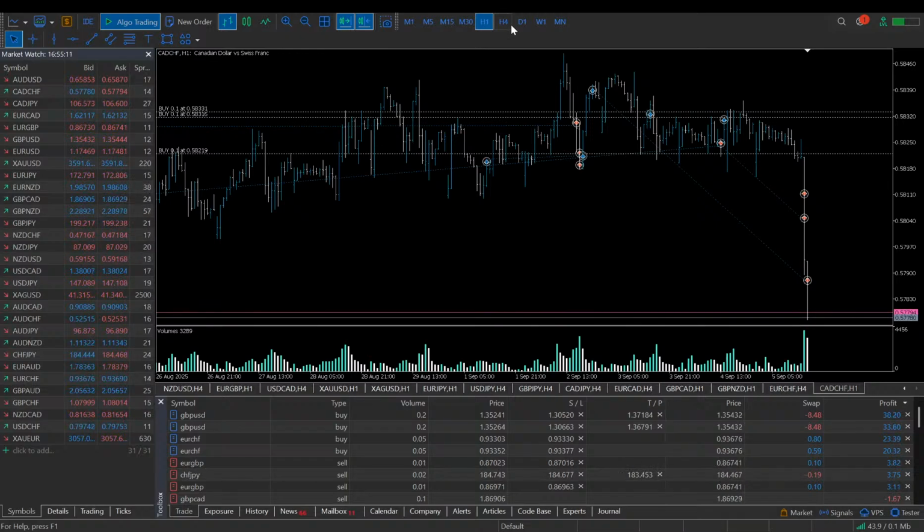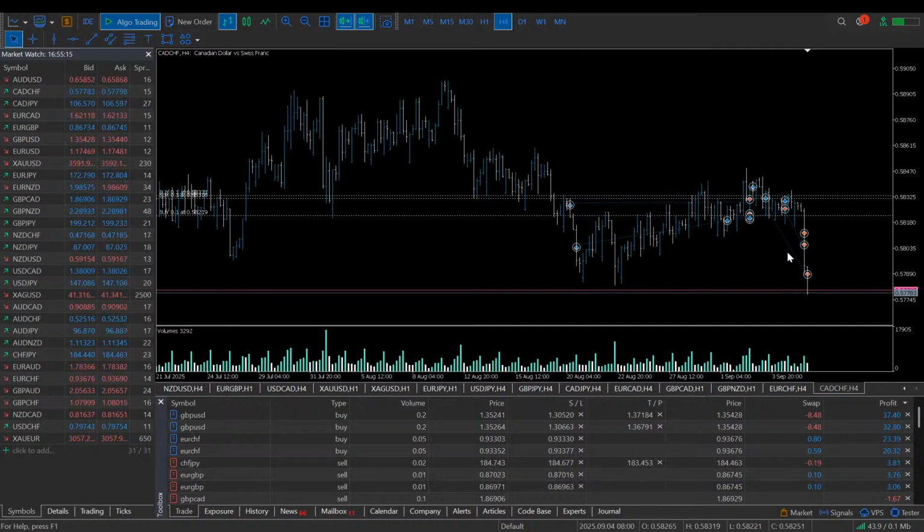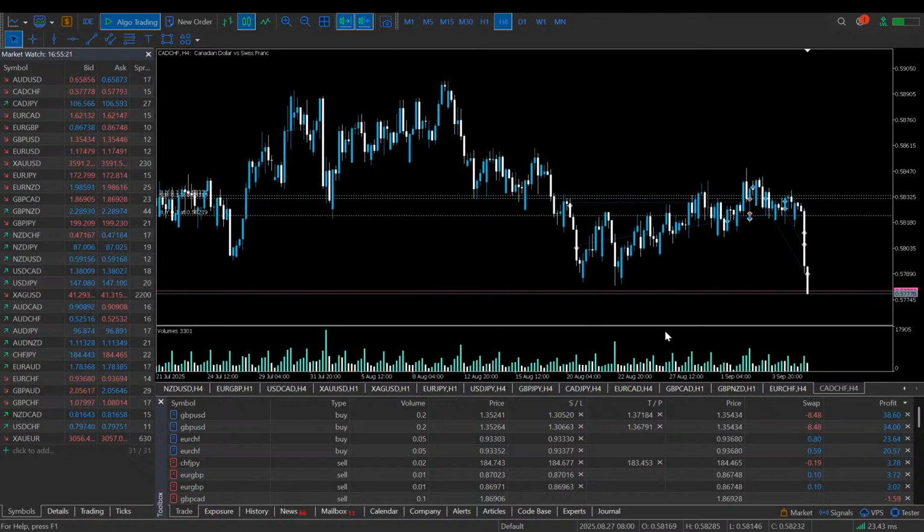CAD-CHF does move to the lower side with an aggressive sell trade and is trying to retest the previous low. So the expectation is to find out how to push this price back to the upside, by looking for a buy trade.